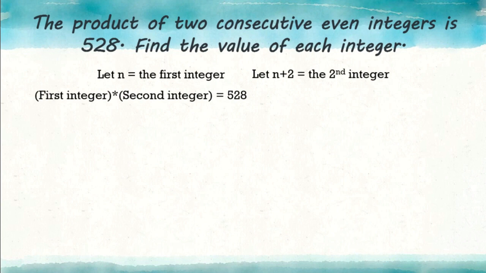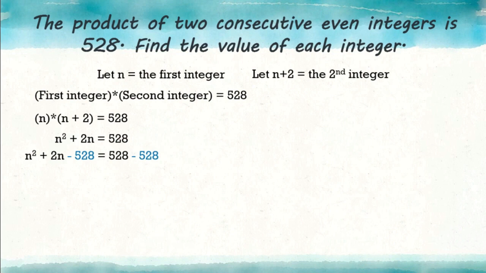So we have first integer times second integer equals 528. First integer is n, second integer is n plus 2, equals 528. And then use the distributive property, so we have n squared plus 2n equals 528. Let us use the additive inverse property. The opposite of 528 is negative 528. We will add that on both sides and then simplify.